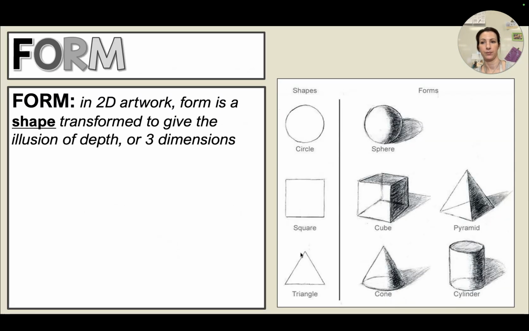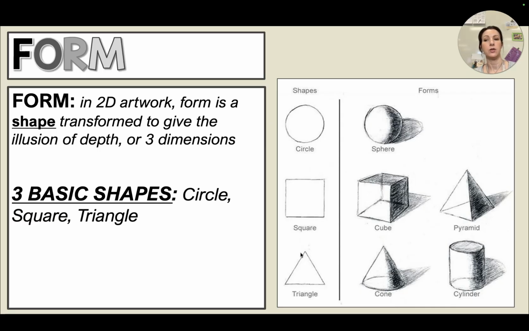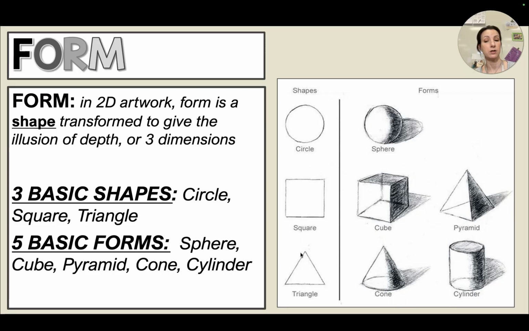So form. Form is a shape transformed to give the illusion of depth or 3 dimensions. So this is what we're trying to create in our work. And then the 3 basic shapes that make up everything are a circle, square, and triangle. Our 5 basic forms are the sphere, the cube, the pyramid, the cone, and the cylinder. So when we're looking at a subject, we want to think about how we can break this subject down into those shapes and then into those forms, and then we're going to go into details. But what are the overall shapes of what we see?